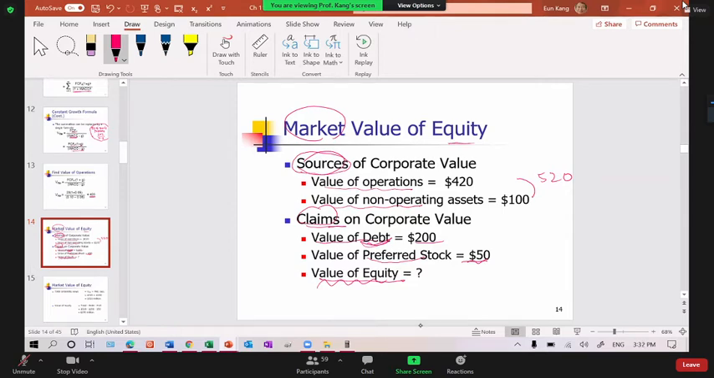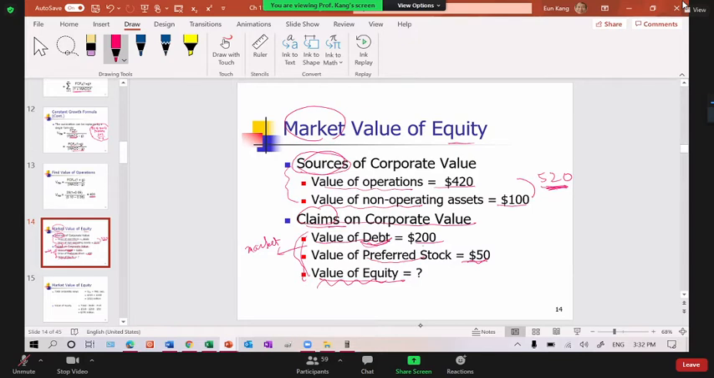If sources of corporate value is value of operations plus value of non-operating assets, 520, then total claims on corporate value, according to this, what should be the market value? All those we are just assuming are market: market value of debt, market value of preferred stock, market value of equity. So what is the market value of equity? Hint, easy. Is it 270 million? Check.